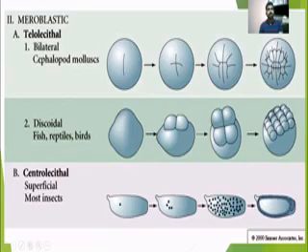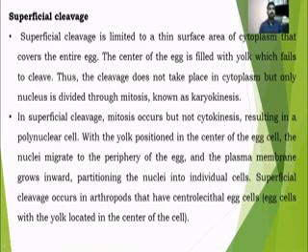In telolecithal bilateral cephalopods, mollusca, so we can observe this bilateral. Bilateral means here the first cleavage, second cleavage, third, and all this process going on. And the next is the superficial. Most you can observe this in insects. Okay, just see the superficial cleavages.